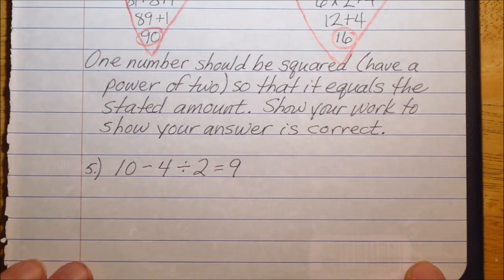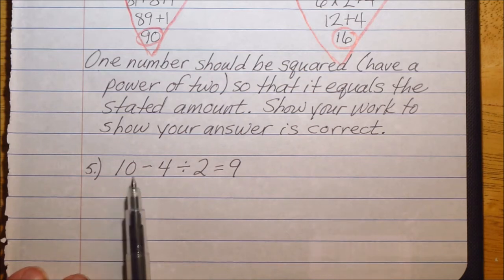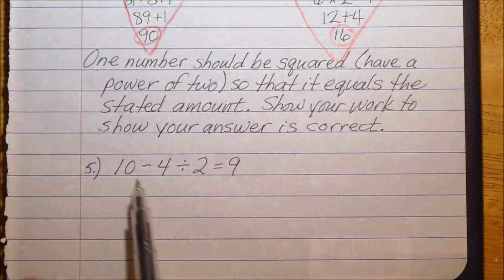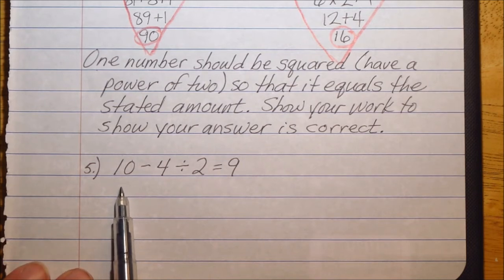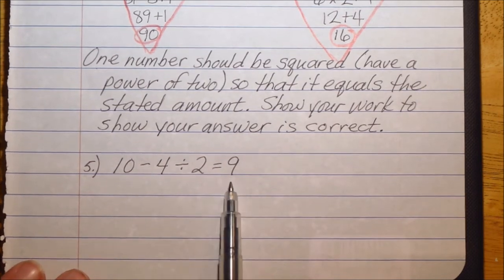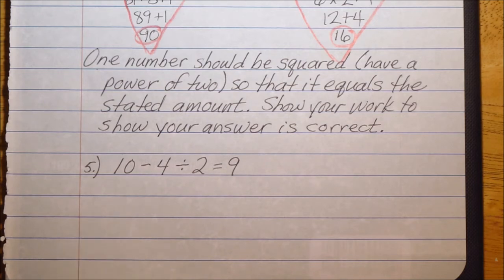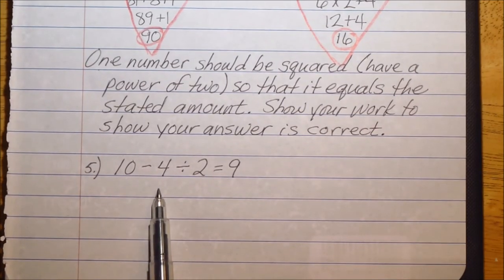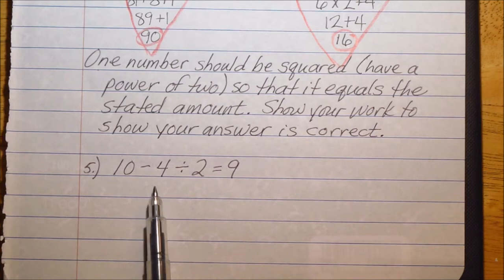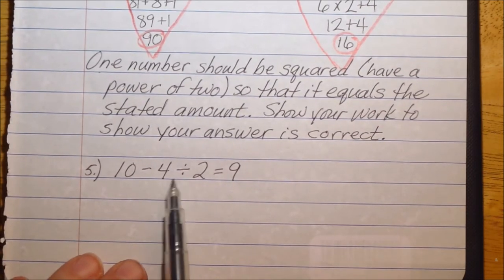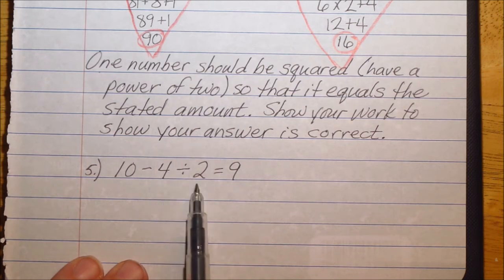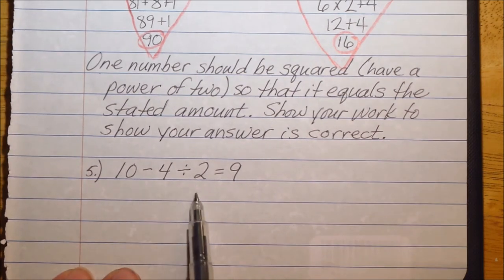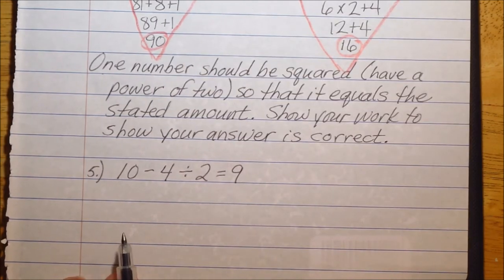But as I look at this, I think to myself, well, if I squared this 10, I would have 100. And 100 minus 4 would give me 96. And 96 divided by 2 isn't going to be anywhere near 9. So I know 10 isn't the one that's going to be squared. If I squared 4, that would be 16. 10 minus 16 is going to get me into negative numbers. No. Order of operations, right? So 16 divided by 2 would be 8. 10 minus 8 is 2, not 9. So that's not going to work.